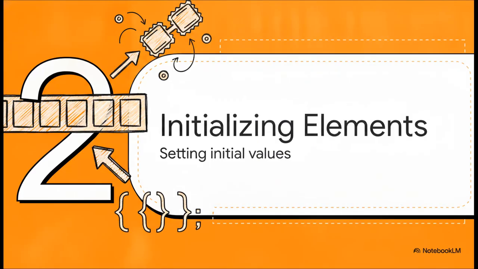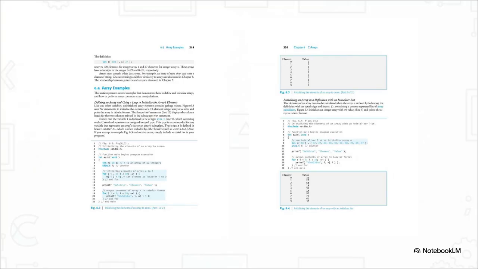Moving on to section 2, initializing array elements. Okay, so you have your array, but how do you actually get initial data into those memory locations? You essentially have two main approaches here. The first method uses a standard for loop to iterate through and set each index to 0. And a quick pro tip: notice the use of the size_t data type for the loop counter. That's an unsigned integer type highly recommended by the C standard specifically for array subscripts.